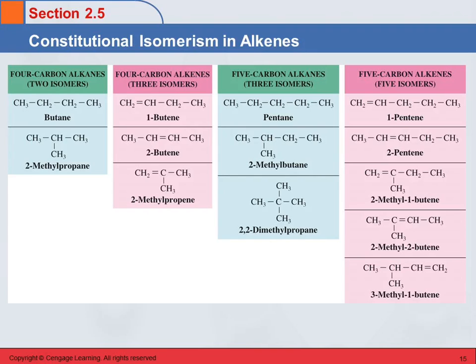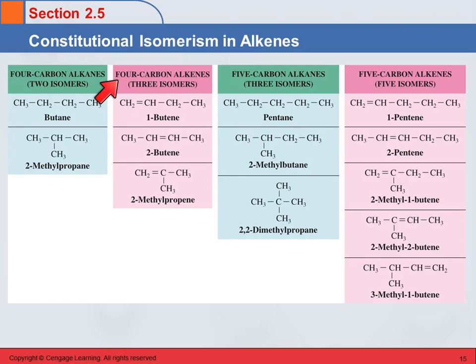So let's look at some of these guys here. So here we have 4 carbon alkanes. There's butane, and then we can make a skeletal isomer or a constitutional isomer by connecting the carbons in a different way. That's all we can do. There's only 2 isomers possible for that.